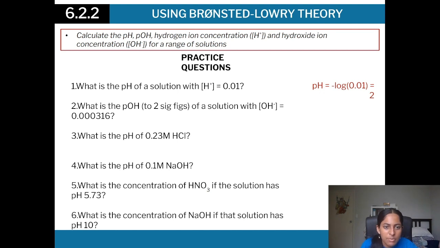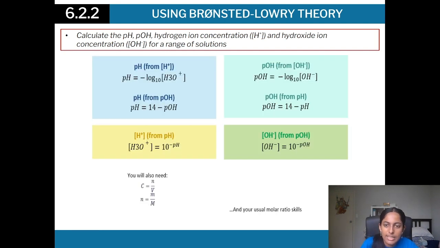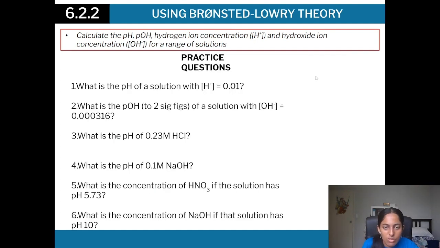Next one's asking, what is the pH to 2 sig figs of a solution with OH minus being 0.000316? So this is asking for pH. If we go back, pOH is negative log 10 of OH minus. So you just do the same thing: pOH equals negative log 10 of 0.000316, and you should get 3.5 to 2 sig figs.